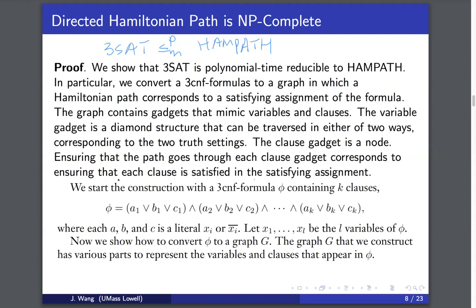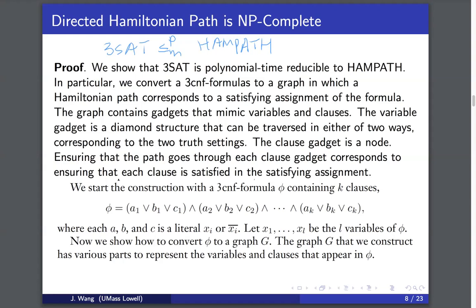So the graph contains gadgets that mimic variables and clauses as before, as in the proof that shows that VC is NP complete. So again, we have variable gadgets. The variable gadget here is a diamond structure that can be traversed in either of two ways, corresponding to the two truth settings. We have two types of gadgets here. The clause gadget is just one node. Ensuring that the path goes through each clause gadget corresponds to ensuring that each clause is satisfied in the satisfying assignment. Okay, so this is what we want.